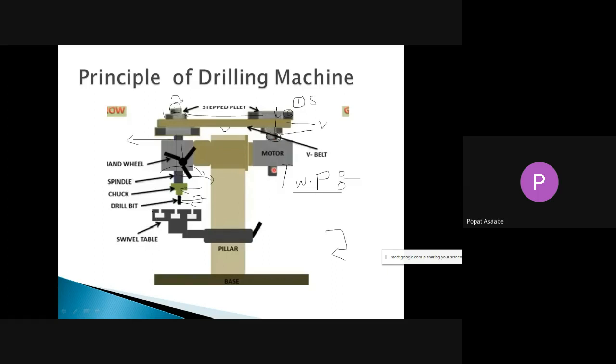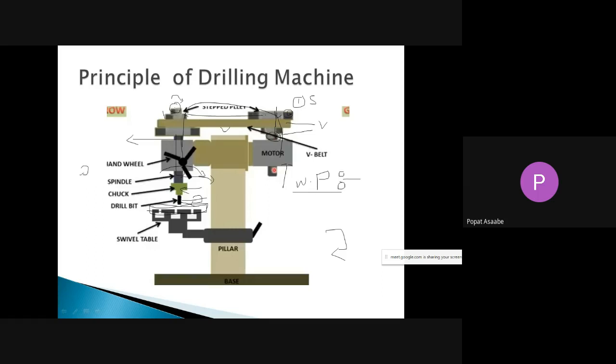Now see, this is the table, and on this table we have mounted our workpiece, and on this workpiece we want to produce the hole with the drill. Now, up till now you have understood that the power from the electrical motor is given to the spindle with the help of the stepped pulley and the V belt. Now your spindle is rotating.